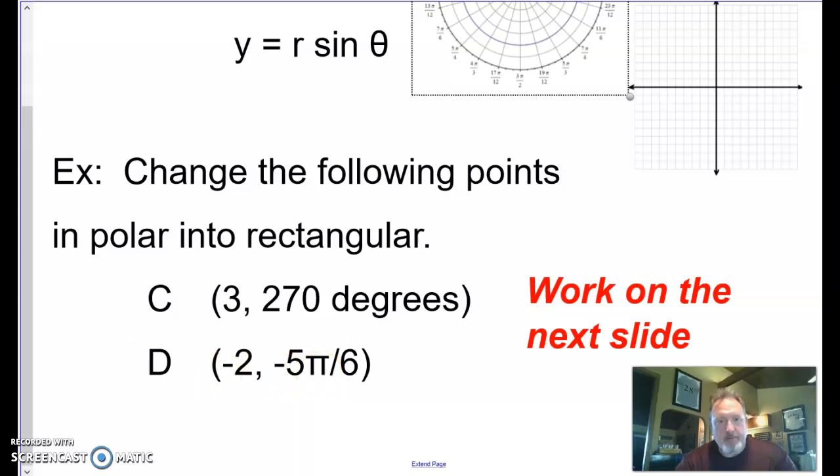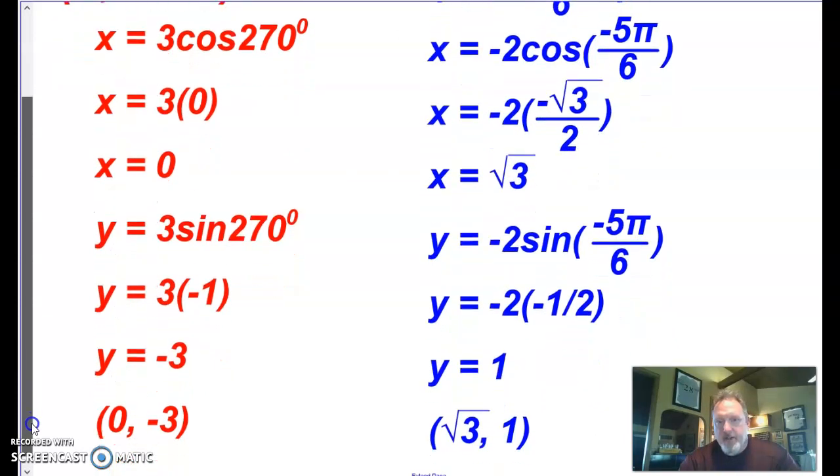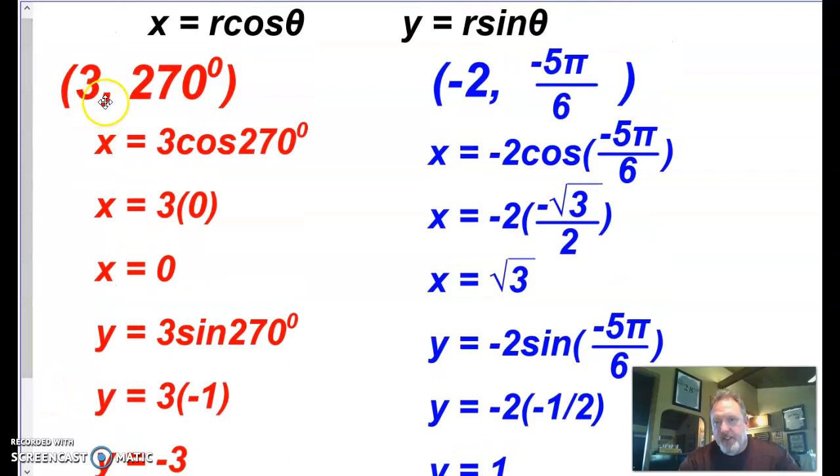Here's the work for that. We'll start with the first one, 3, 270. For x, 3 times the cosine of 270. The cosine of 270 is 0. You can get that from your unit circle or from your calculator. 3 times 0 is 0. Then we do the y value, which is our sine theta. So 3 times the sine of 270, that is 3 times -1, or -3. So our rectangular coordinate point is 0, -3. So 0, -3 is the same as 3, 270 in polar.